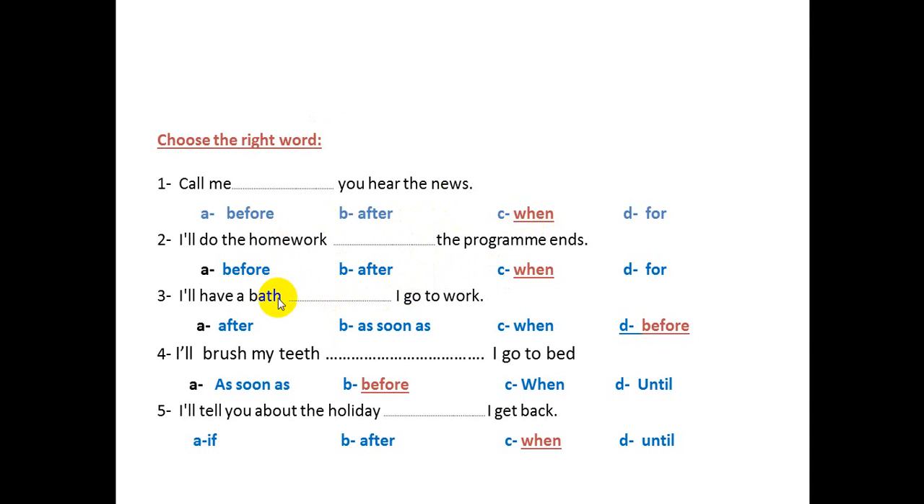Go to number 2. I'll do the homework, space, the program ends. The best answer is when. Number 3. I'll have a bath, space, I go to work. The best answer is before. Yes, very good. I'll brush my teeth, space, I go to bed. The best answer is before.